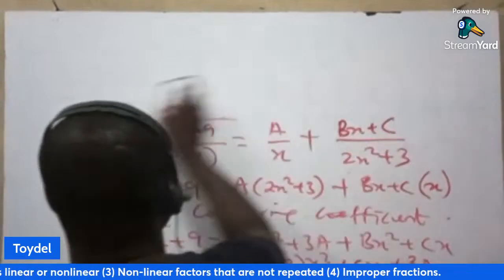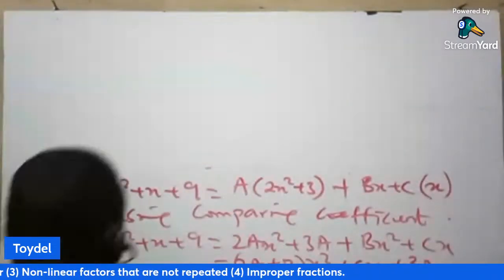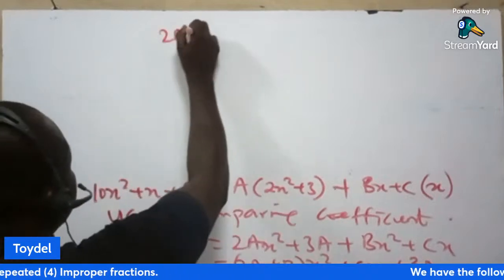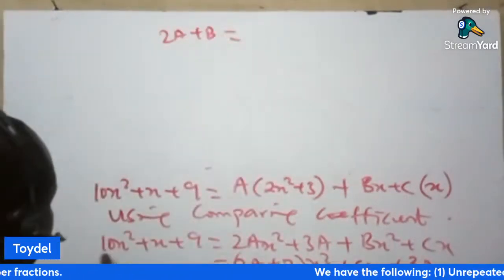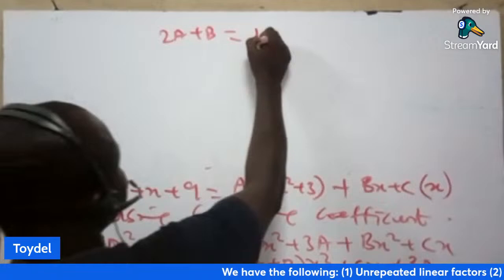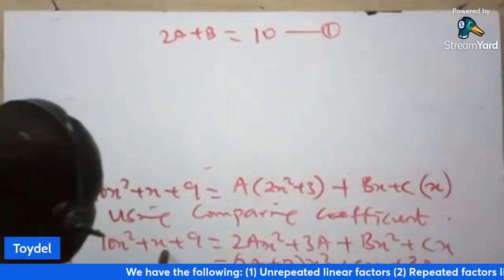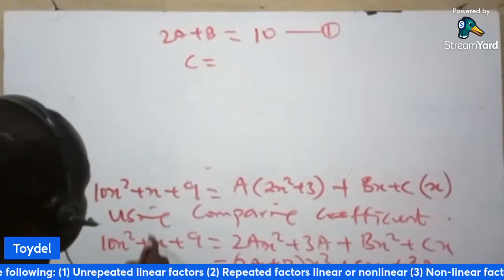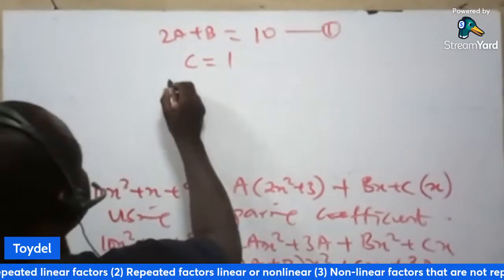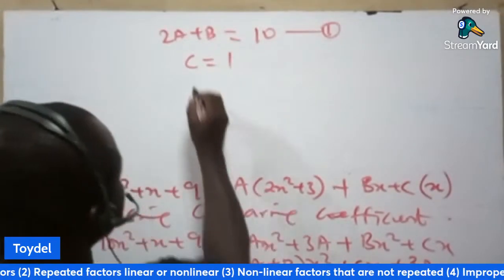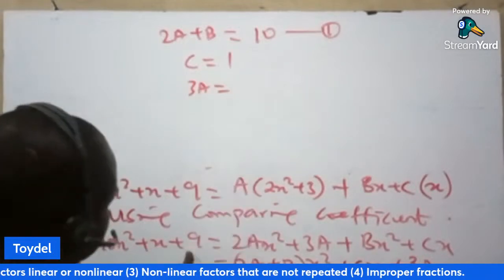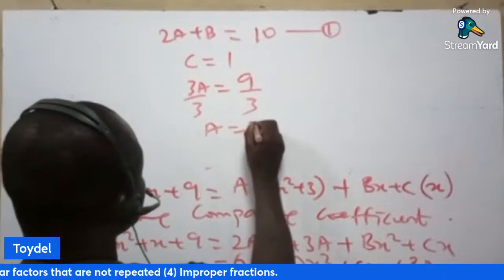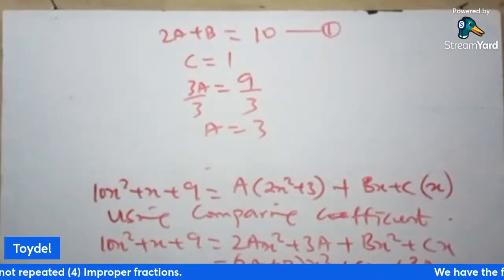From there, let's compare the coefficients. What is the coefficient of x squared at the right hand side? It is 2A plus B, and it is equal to 10 at the left hand side. You can call that equation 1. Let's go to x. The coefficient of x here is C, and it is equal to 1. Then the constant here is 3A, and at the left hand side here is 9. So we can divide both sides by 3, so that A is equal to 3.